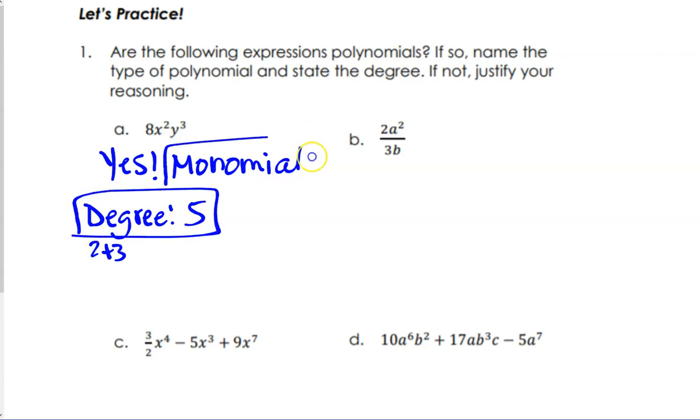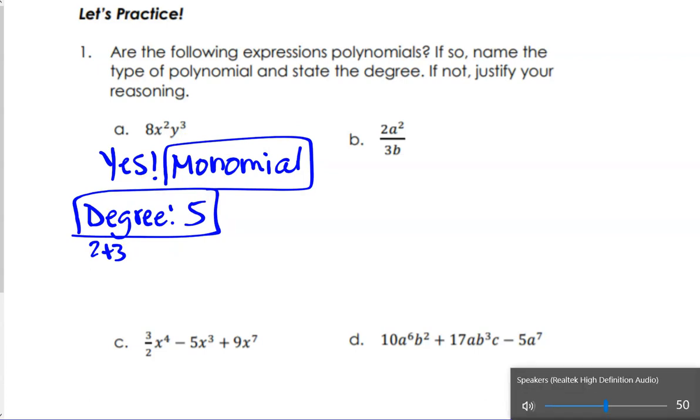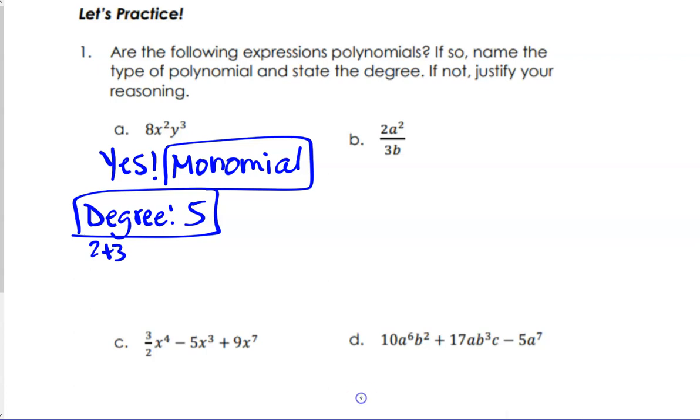So a monomial with a degree of 5. Part B. All right, I have 2a squared being divided by 3b. Okay, well, I need to get that 3b up, and doing our law of exponents, that's the same thing as saying 2/3 a squared b to the negative 1. Well, see, that's an issue.